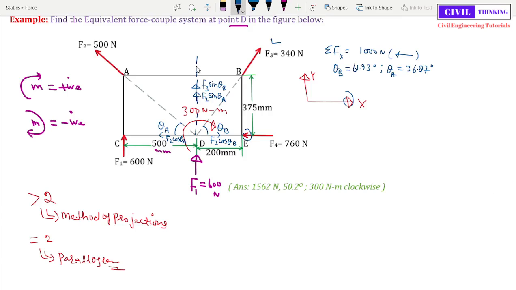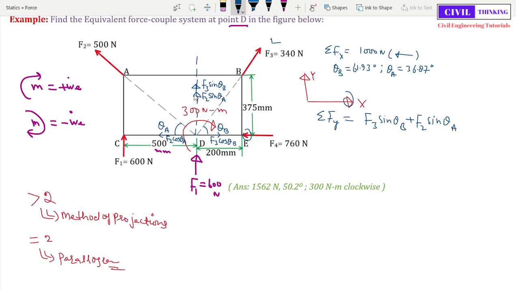Now let's find the sum of all these forces. Let us add up all these forces. They are vertical, so summation of forces in the y direction. The upward forces are positive and the downward forces are negative. F3 sine theta b is upward and f2 sine theta a is upward, so they are both positive: f3 sine theta b plus f2 sine theta a.